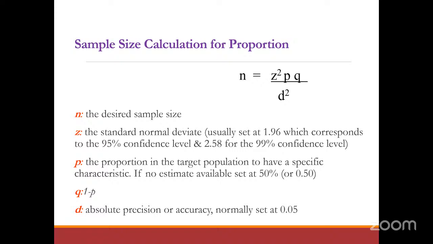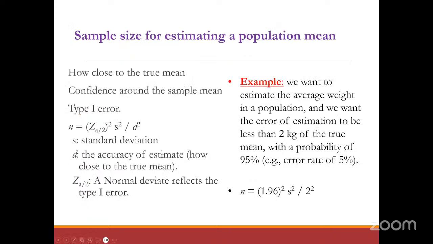And Q is just 1 minus P, the complement of that proportion, and D is the precision or accuracy of that sampling frame.